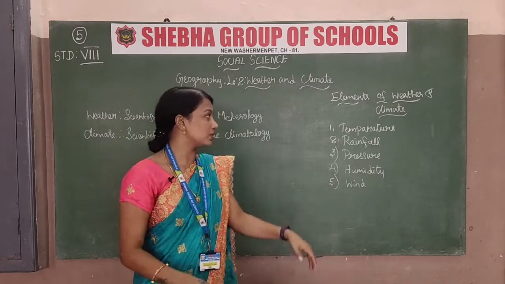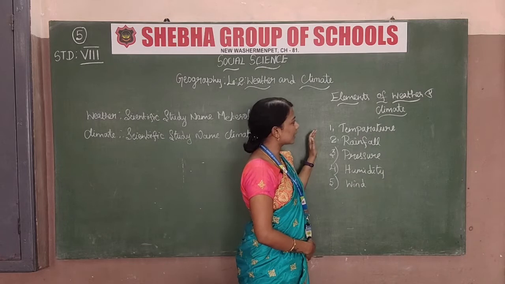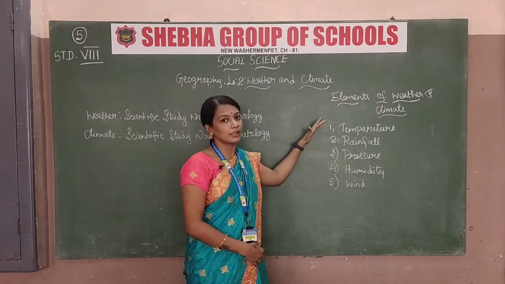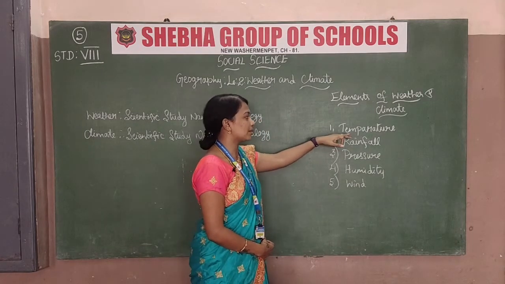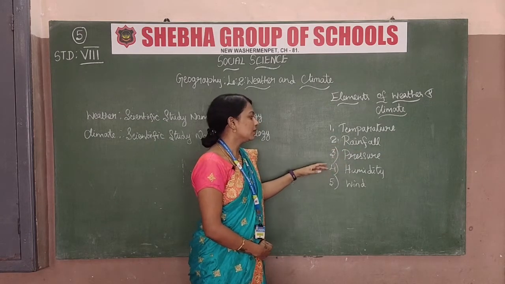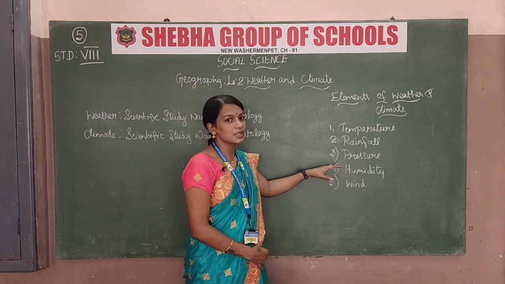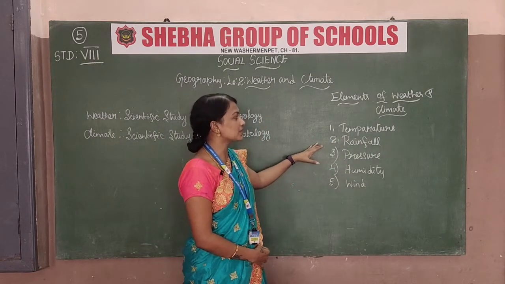And next we are going to see the elements of weather and climate. Here we have five types of elements of weather and climate. The first one is temperature, the second is rainfall, the third is pressure, the fourth is humidity, and the fifth is winds. We also have some subdivisions in these topics.